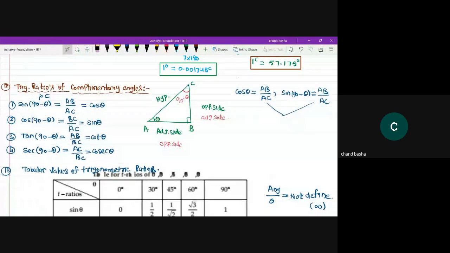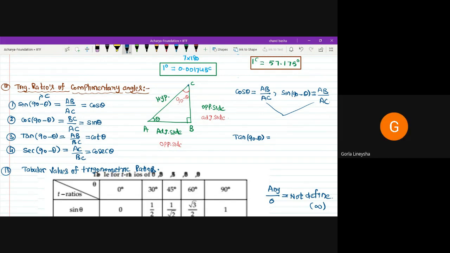Let's stand at angle C. Tell me what is meant by tan theta. Standing at 90 minus theta, you can observe what is meant by tan theta. Is it opposite upon adjacent? Yes, sir. So tan of 90 minus theta, standing at angle C, the opposite upon adjacent is AB upon BC. Right. Now you can stand at angle A, theta.